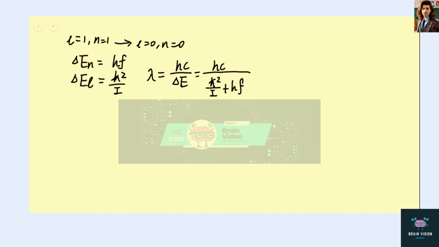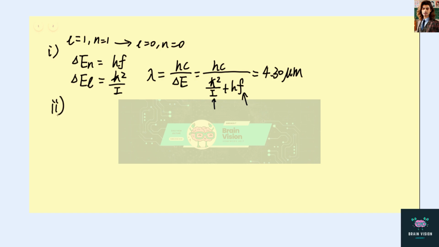And if we are given h bar and h as constants, I we found in the previous question, and if I plug in all the numbers, we will get a wavelength of 4.30 micrometer. So this is the first question.